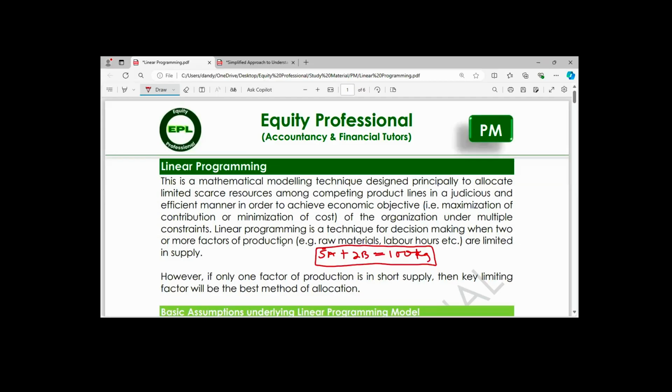Then the number 4 assumption is divisibility, which is premised on the fact that fractional output can be produced.